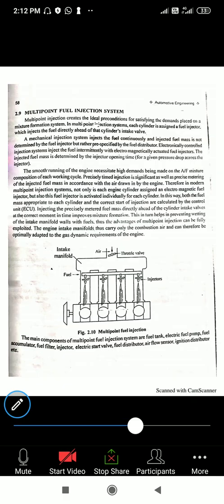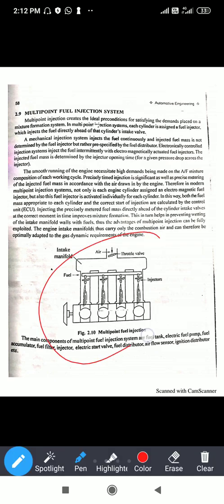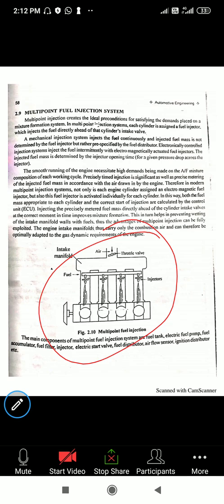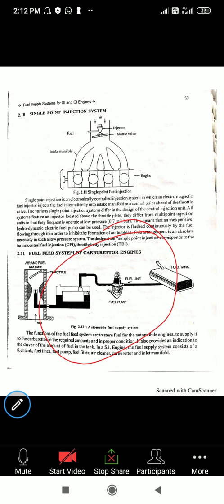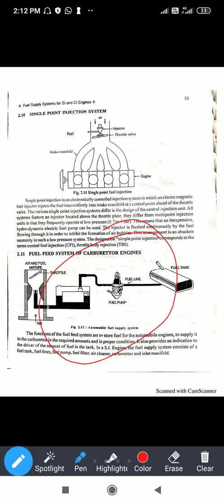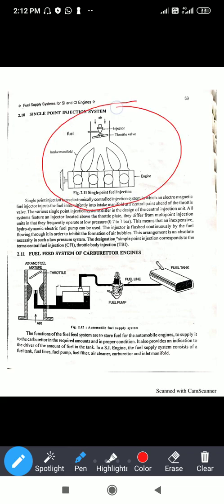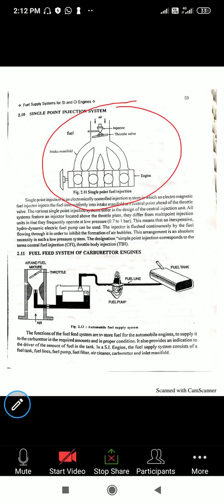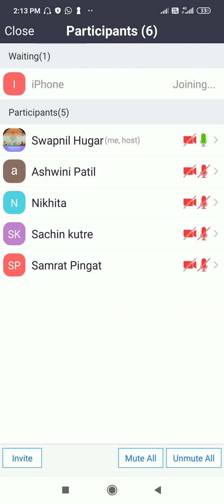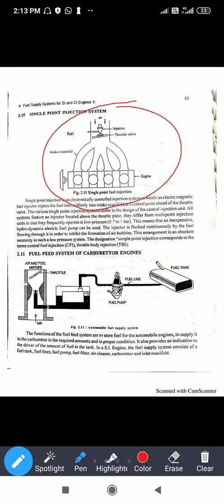For the multi-point fuel injection system, in the 2D diagram, you can draw this simple diagram and write down the explanation. This is the 2D diagram, and you can draw this if they ask. This one is a single point injection system. If they ask, you can draw it. I have just shown this for your explanation.